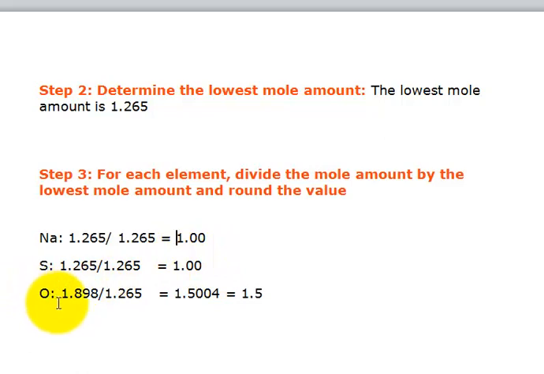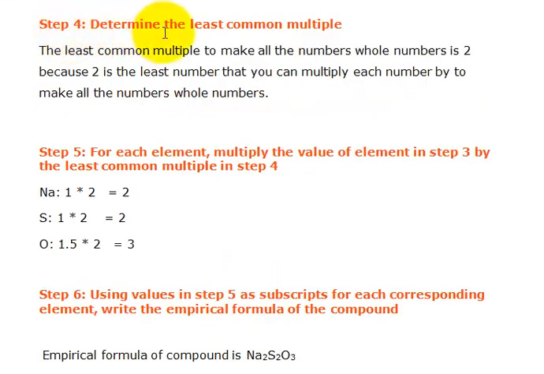For oxygen we need to divide the mole amount, which is 1.898, by 1.265, which is the lowest mole amount, and the value is 1.5004. We need to round this value, and the value becomes 1.5. Step 4 is to determine the least common multiple. The least common multiple to make all the numbers whole numbers is 2, because 2 is the least number that you can multiply each number by to make all the numbers whole numbers.